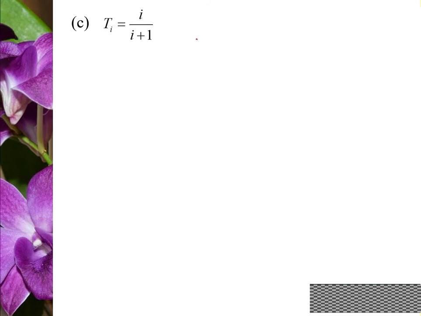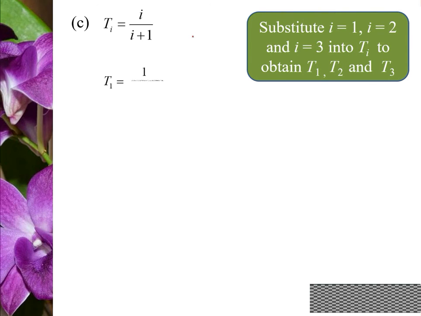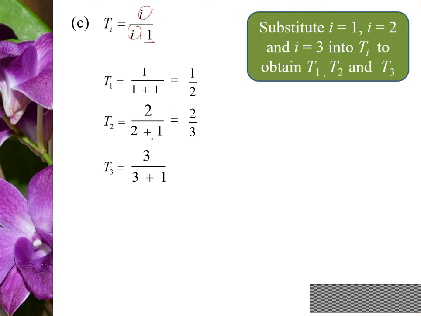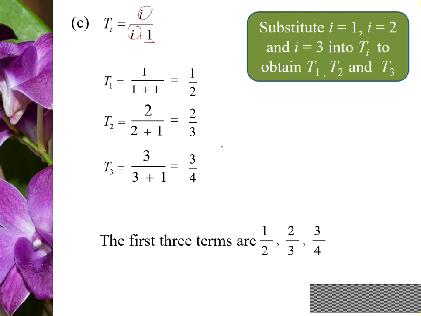For question C, the unknown now is written as i, not n or k. But we do the same thing, just substitute in 1 into i. And your answer is 1 over 1 plus 1, which is 1 over 2. Next, the second term, just substitute in 2 into the i here, and you get 2 over 2 plus 1, which is 2 over 3. Next, substitute in 3 into the i's. You get 3 over 4. So the first 3 terms are 1 over 2, 2 over 3, and 3 over 4. Did you get them right?